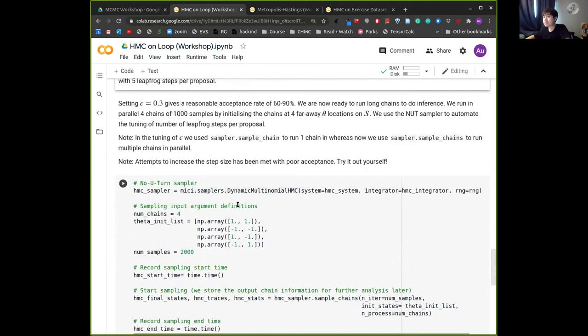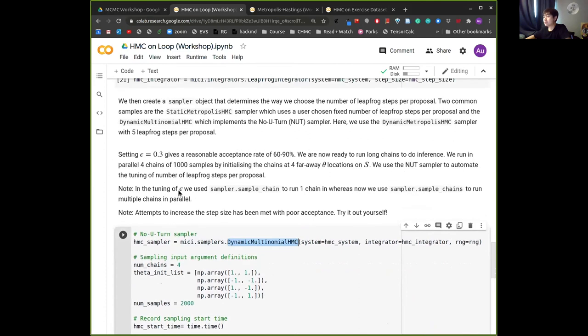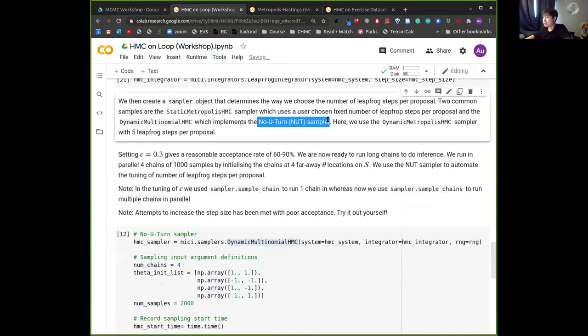So the sampler here, I'm using this thing called the dynamic multinomial sampler. What this means is that I am not choosing the number of leapfrog steps myself. I'm using this thing called the no U-turn sampler, which means it is able to go from here and roughly stop before it starts looping back. That's why it's called the no U-turn, right?